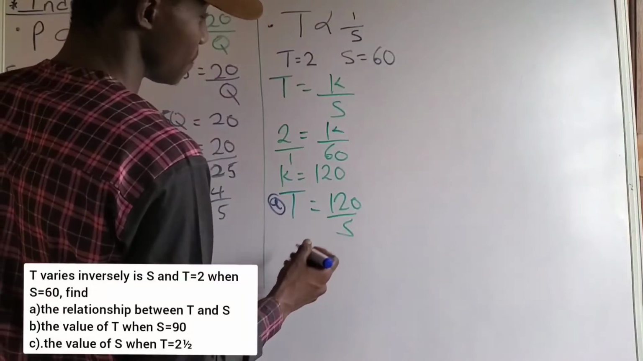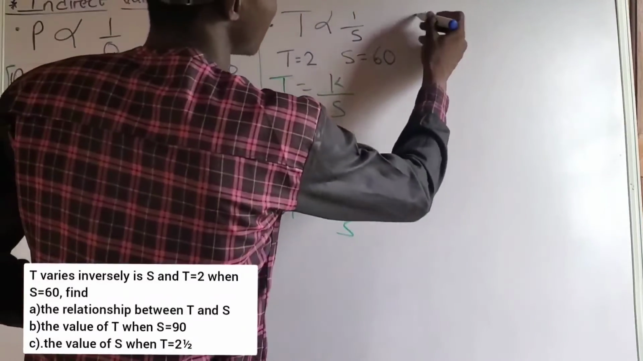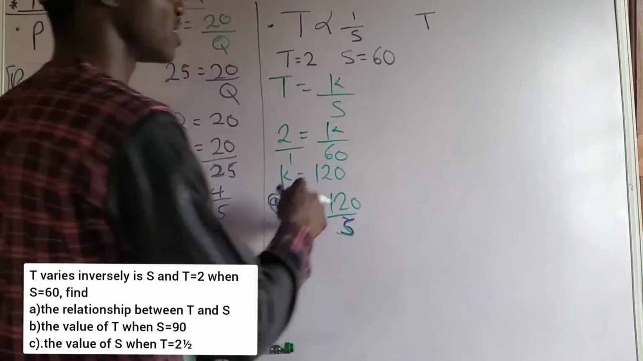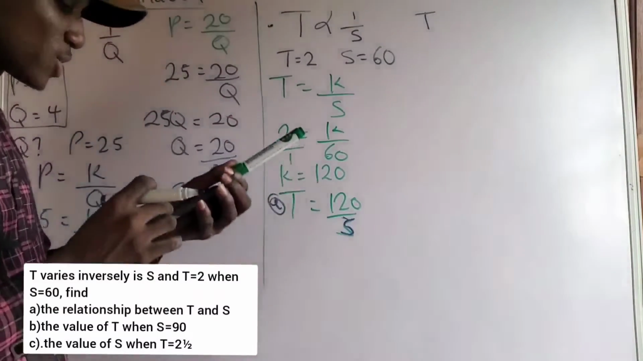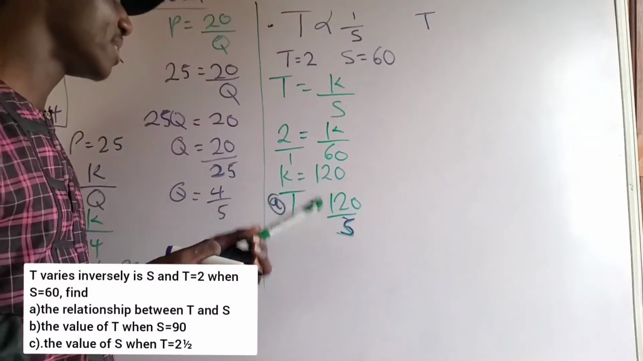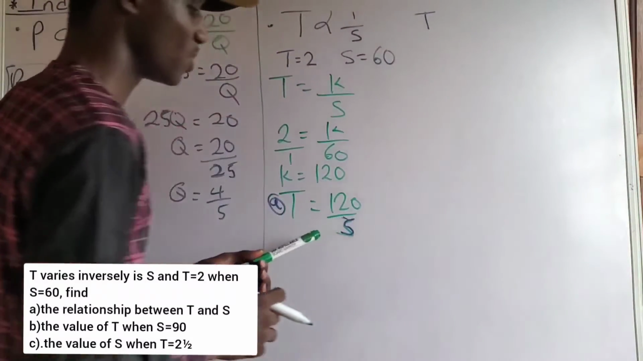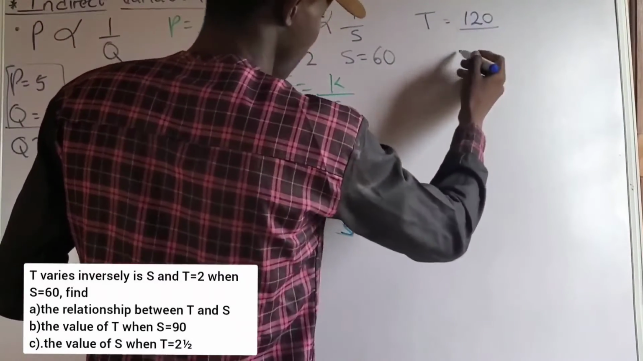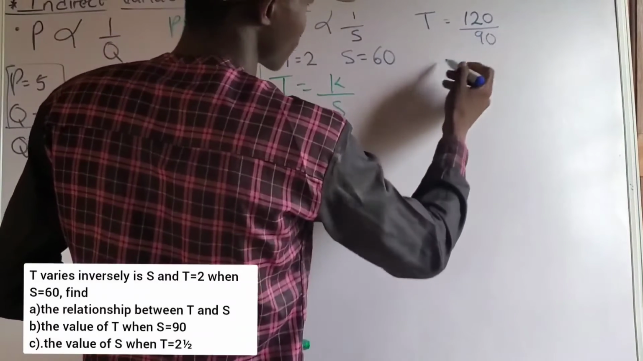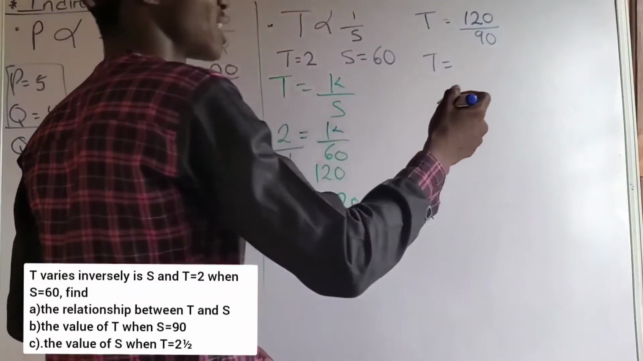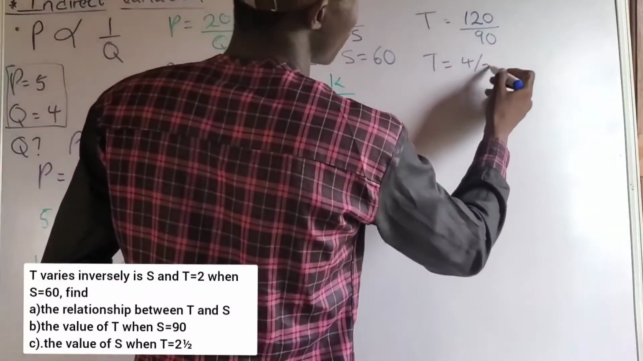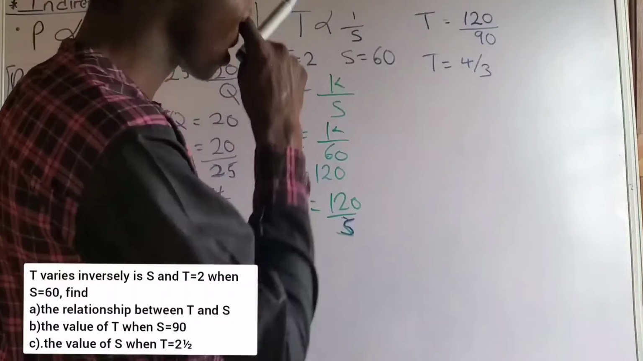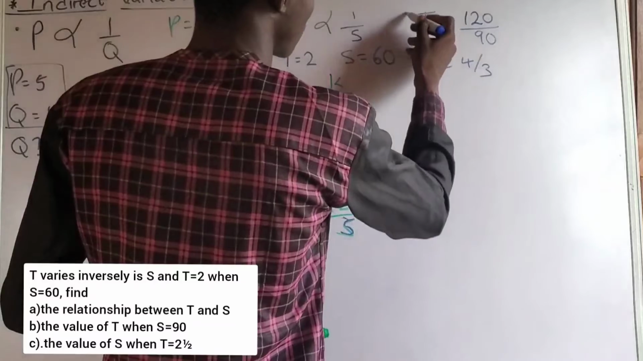Okay. Now, don't forget that the relationship between them is what? T equals to 120 over S. Now, we can get the value of T when S is 90. All you have to do is just replace the value of S as 90 in this relationship. You understand? This is the equation connecting them. So I'm going to have T equals to 120 over S. S is 90, okay? So I'm going to have T equals to the lowest term, T equals to 4 over 3, okay? Because 120 divided by 90 is 4 over 3, okay? Now, having gotten the value, that is the second question, B.